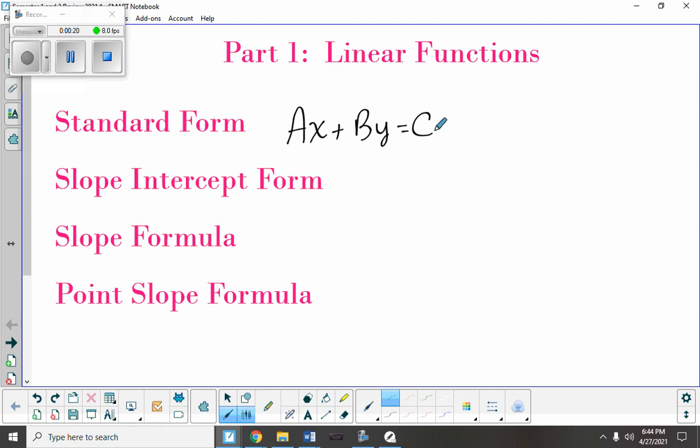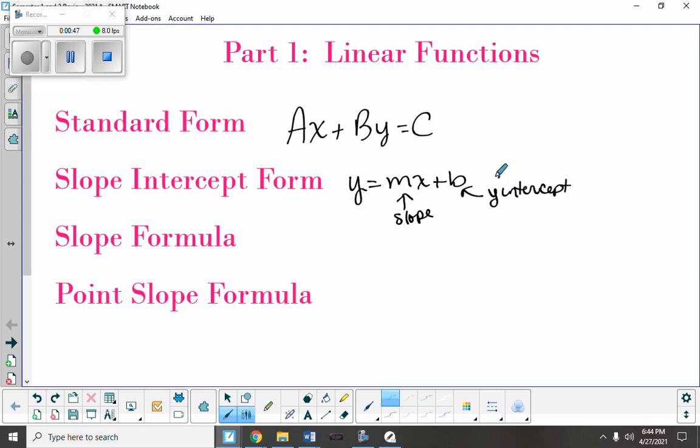Now, when you rearrange the equation and solve for y, you have the form y equals mx plus b, which is called slope-intercept form. In this form, the value in front of the x, which we call m, is the slope of the line. The b is the y-intercept. It's where it crosses the y-axis.